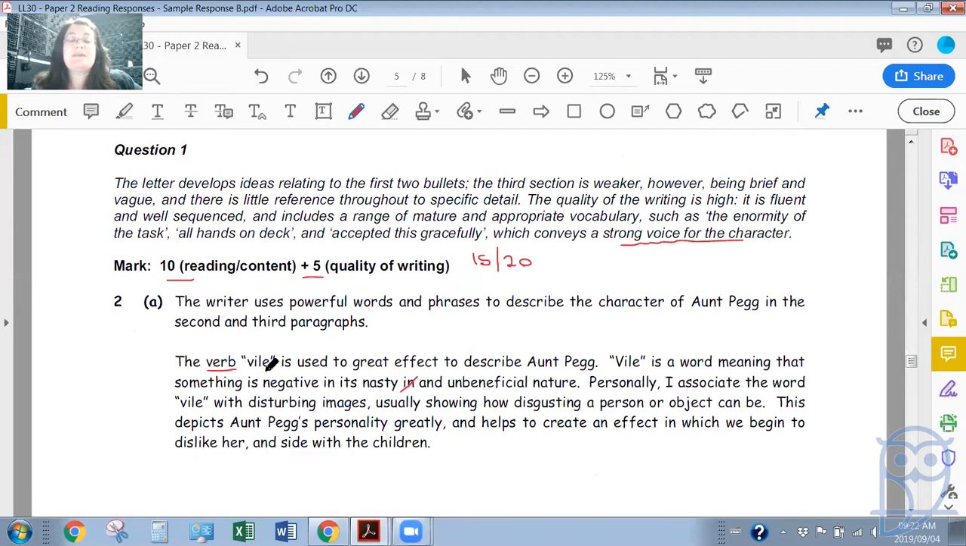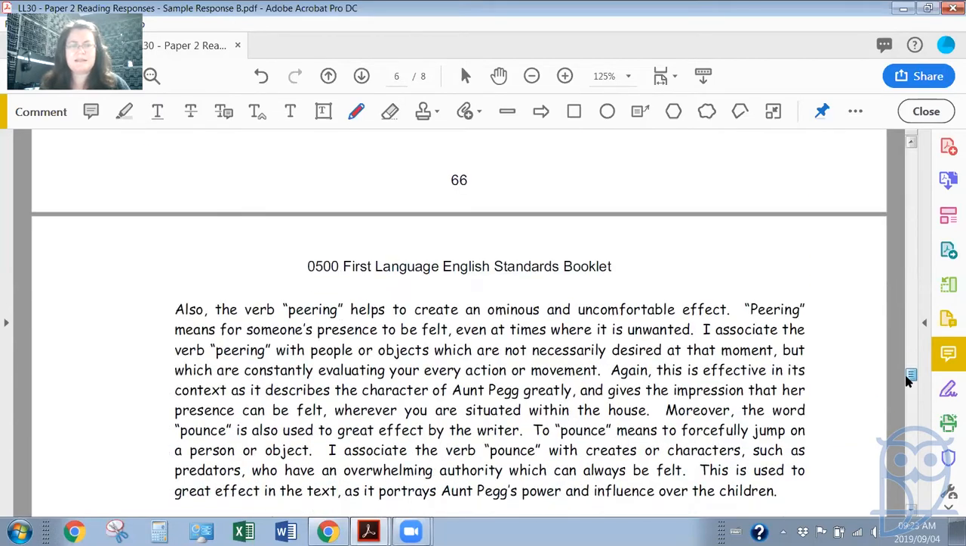Vile is a word meaning that something is negative in its nasty and unbeneficial nature. Personally, I associate the word vile with disturbing images, usually showing how disgusting a person or object can be. And here's the root of the word vile, it's disgusting. This depicts Aunt Peg's personality greatly and helps to create an effect in which we begin to dislike her and side with the children. Okay, that's quite an interesting observation to make, so I would agree with that.